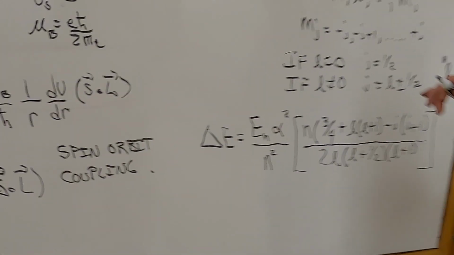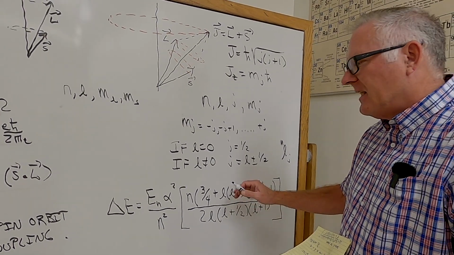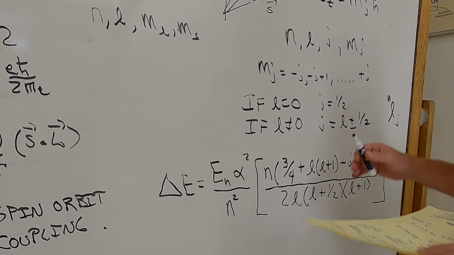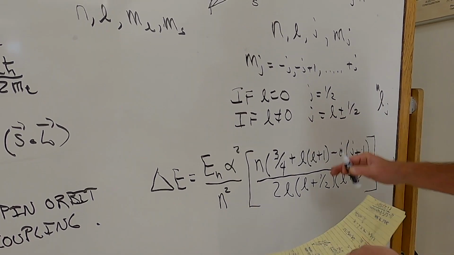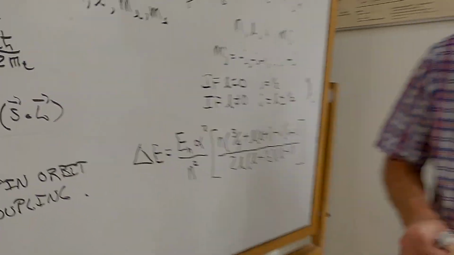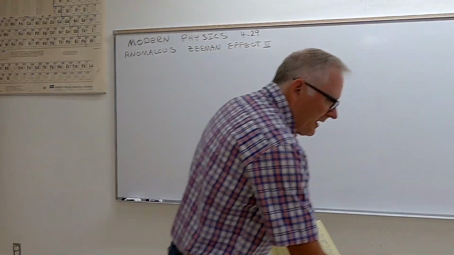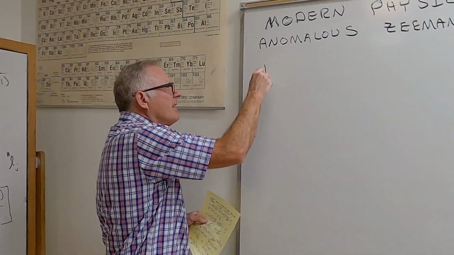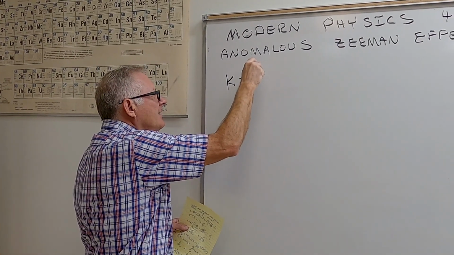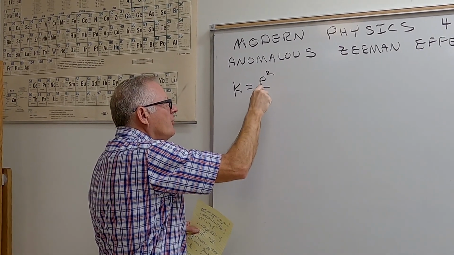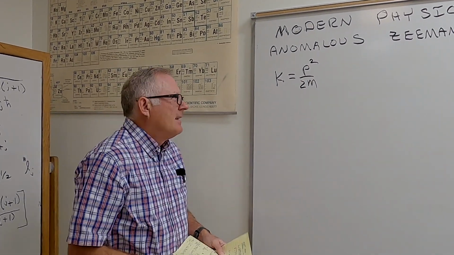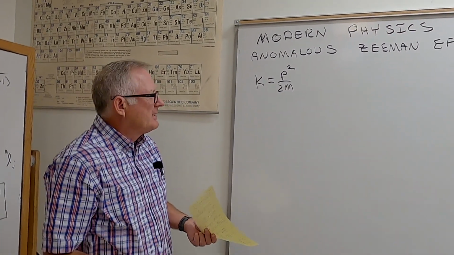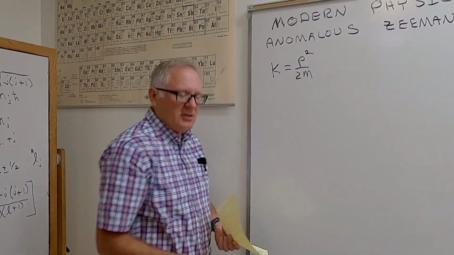But this isn't the end of the story, because there is another effect on the same size as this. If I correct for this spin-orbit coupling, I have to correct for this other effect right here. This other effect is because of our definition of kinetic energy. Remember, we're using the kinetic energy as p squared over 2m, but that's only good classically. When you start to go really fast, relativistically, the kinetic energy changes.